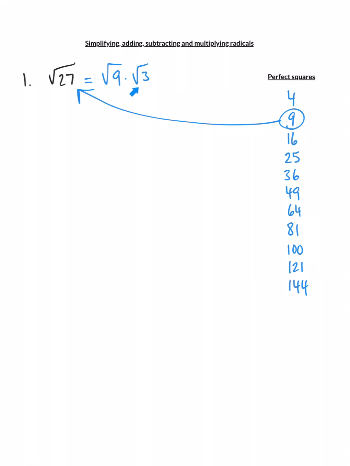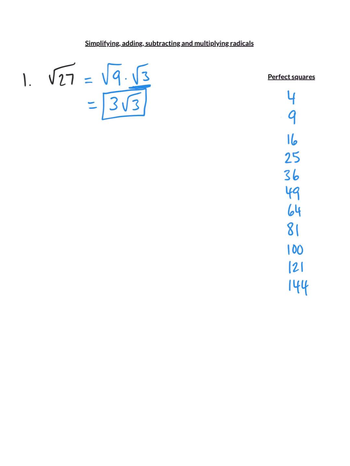So if we leave the square roots on here, then we can make sure we take the square root of 9 to actually simplify this. We know the square root of 9 is 3, so we'll substitute 3 for the square root of 9. And this square root of 3 we can't simplify, so we leave that, and this is our final answer.